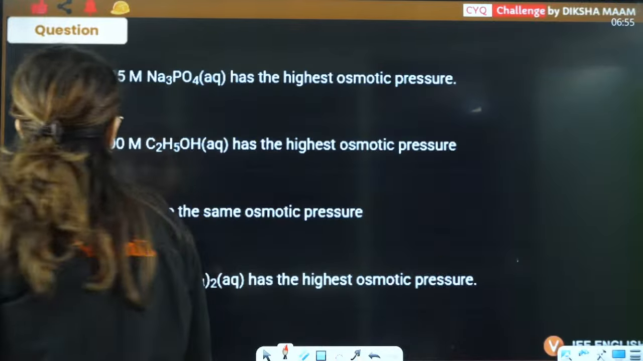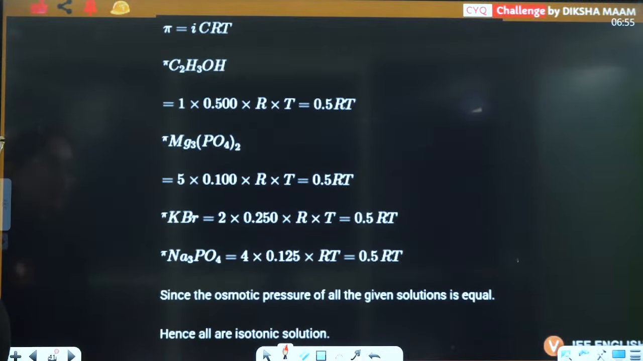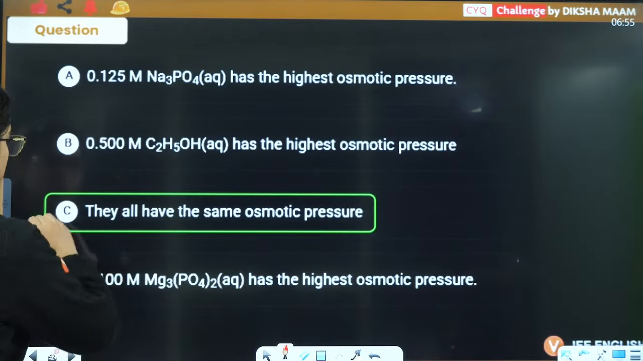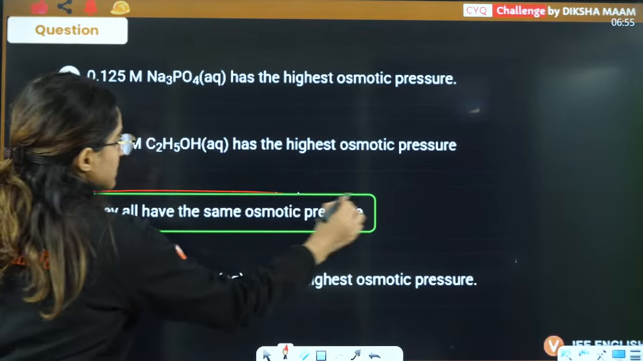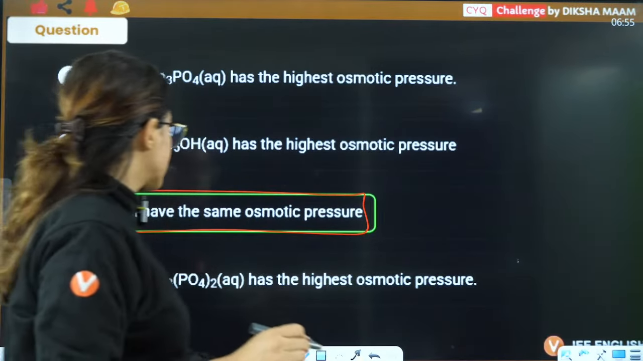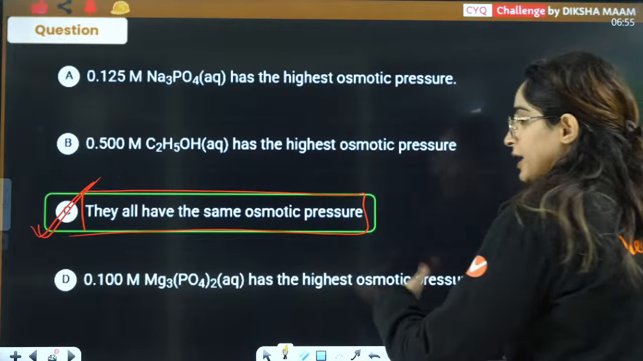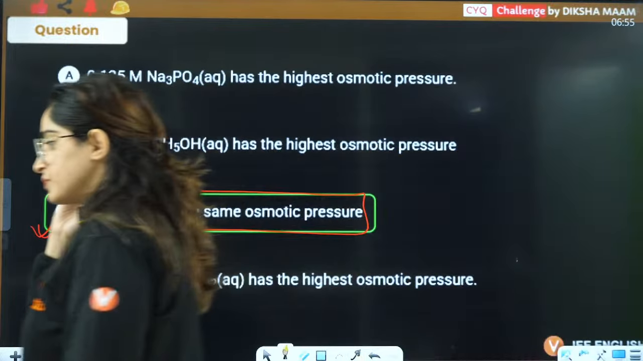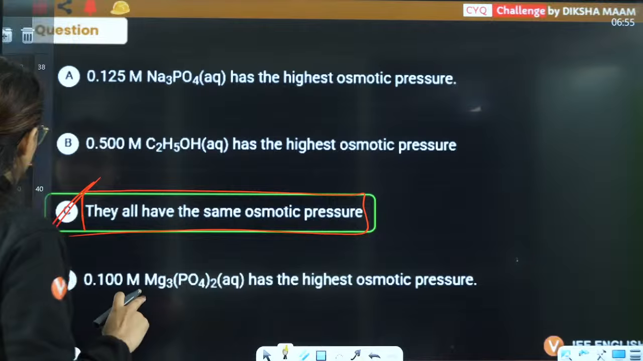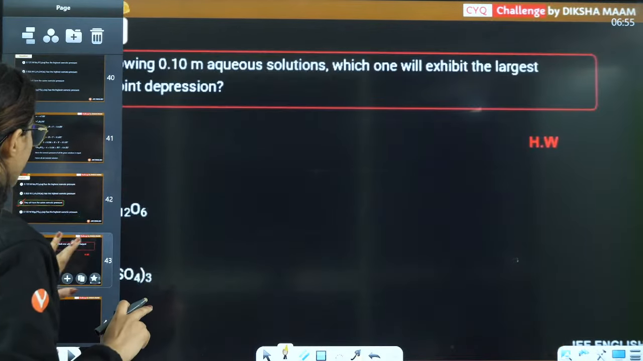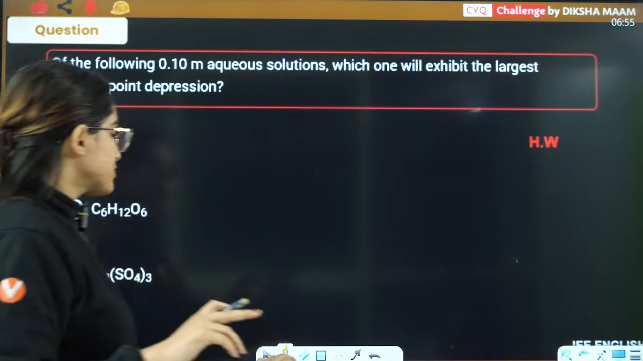That means all of them are the same. All of them have the same osmotic pressure, right? So the answer will be C, the correct answer. All of them have the same osmotic pressure. And that was your last question, guys.